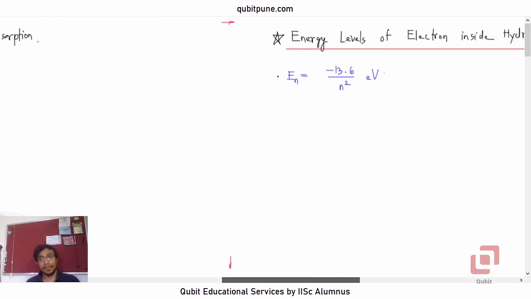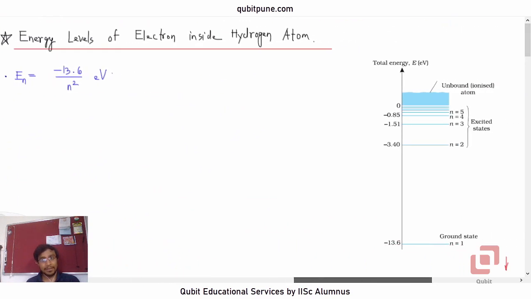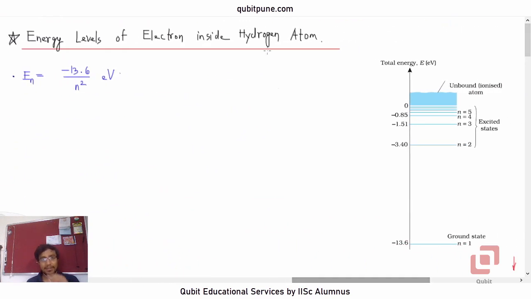Now, we can see the energy levels of electron inside hydrogen atom. This is clearly quantization, correct? You cannot have an electron in its stable position in between n equal to 1 and n equal to 2. Okay, so these are stable energy states, clearly indicating the quantization.